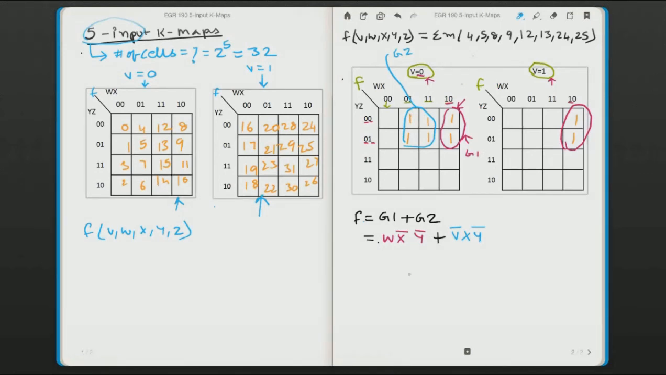you could simplify it. How many literals would you have here? Think about it. You would have approximately 35 literals. You're going from about 35 literals to just a 6-literal function. That is the efficiency of a K-map.